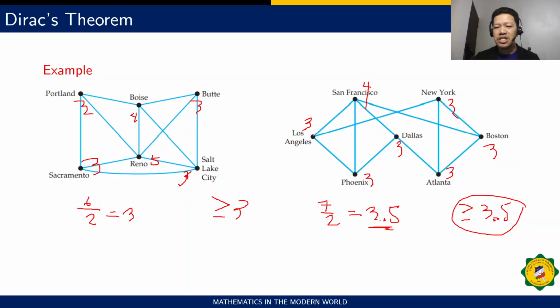If you start with Los Angeles, you can go to San Francisco, and then to Boston, then to New York, and then to Atlanta, Dallas, to Phoenix, and then you go back to Los Angeles. Therefore, there is a Hamiltonian circuit. It did not repeat any of the vertices here.